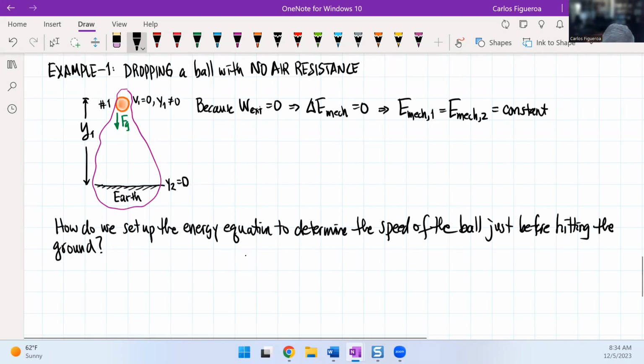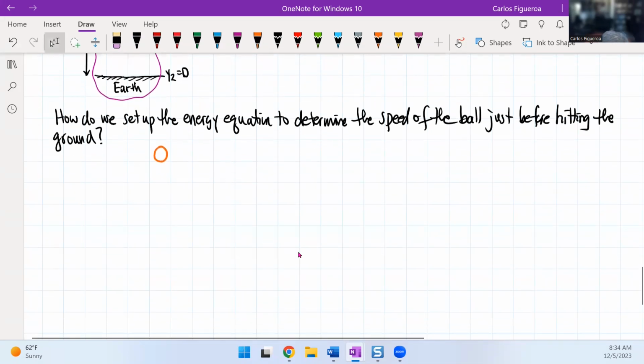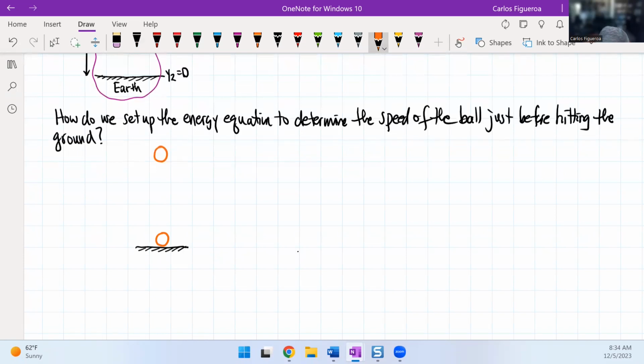So then here I go. I start with my process and I say, this is my ball, and right before it hits the ground, it's going to be right here. This ball starts off with a known energy. Why is it known? Because I know that v1 is 0, and I know the initial height is y1.